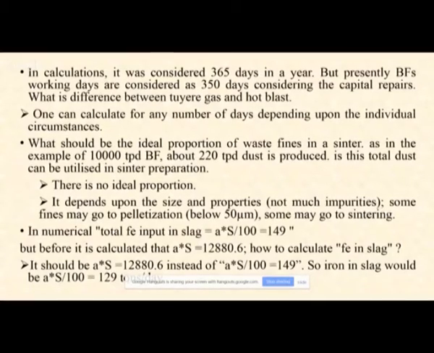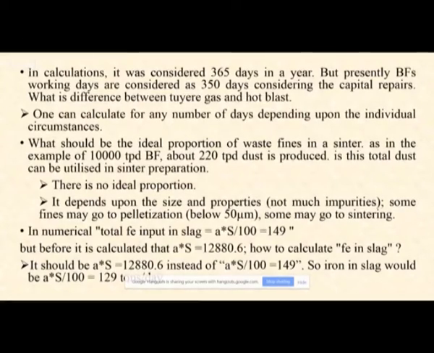The first question was in calculation, it was considered 365 days in a year. But presently blast furnace working days are considered as 350 days, considering the capital repairs. What is the difference between the two? So 365 is just a general term, a convenient one, because a year has that many days. But you can take any number of days and calculate depending on that the requirement of the raw material or anything. That's how I have put it. One can calculate for any number of days, depending on the individual circumstances of the industry and other things. So it need not even be 350 days. That should not be any problem.